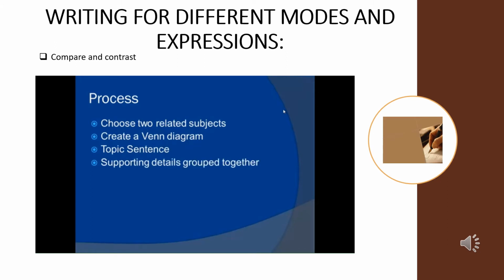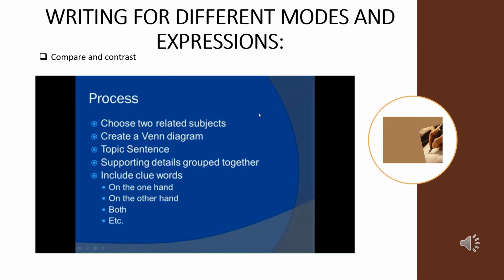Follow your topic sentence with your supporting details, so all of those ways they're the same and all of those ways that they're different. And make sure that you group those details together in some way that makes sense. So for instance, maybe you want to start your paragraph with how your two subjects are the same, and then you want to say how they're different. Or maybe you want to say how they're different first and then how they're the same. But make sure that you group them together. Don't jump around all over the place, because your reader will have a hard time following your writing.